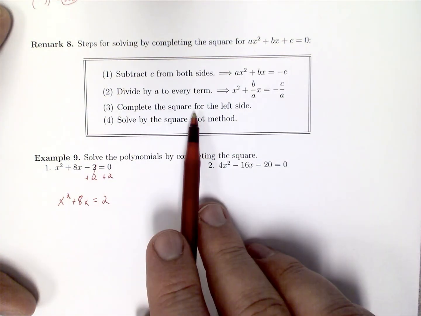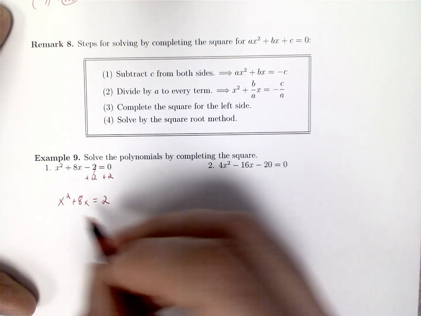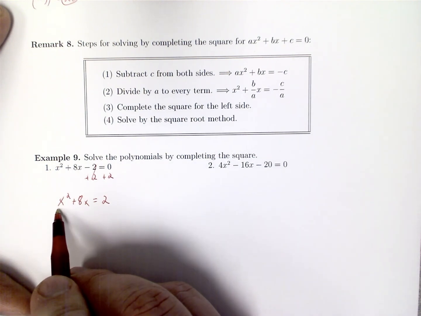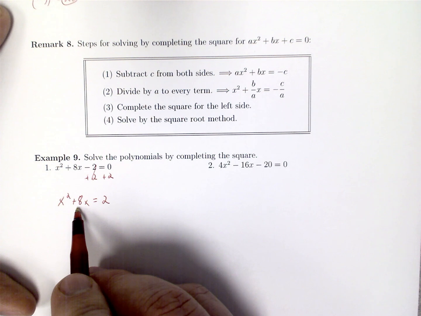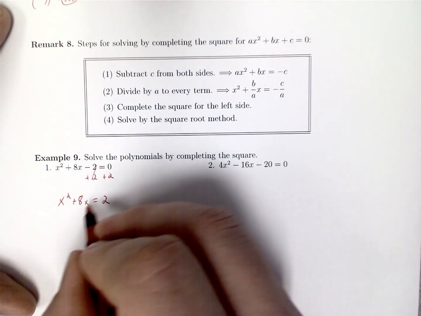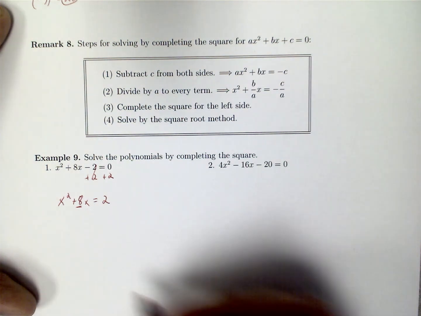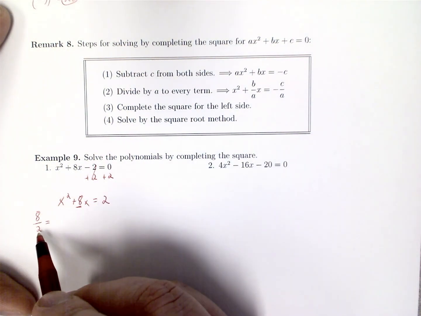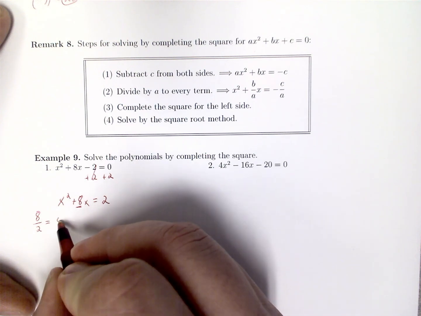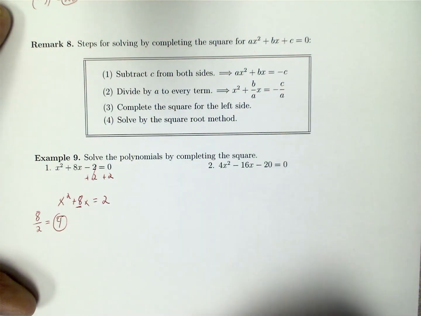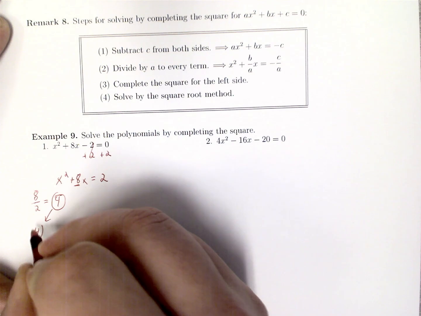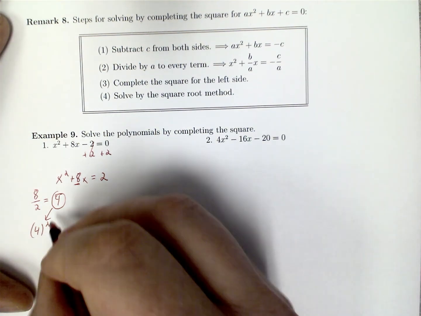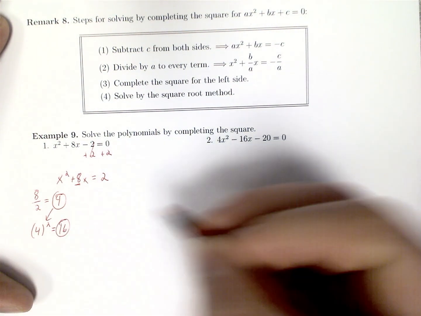The third step is completing the square for the left side. So we're going to complete the square for this side. To do that, we look at the b term, and the b coefficient rather, is 8. So we take that, and again, it's always divide by 2, and 8 divided by 2 is 4. That's an important number. Then what do we do with the other one? Just like we did above, we square it. 4 squared is 16. That's also an important number.